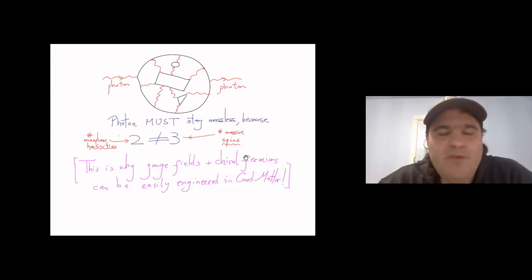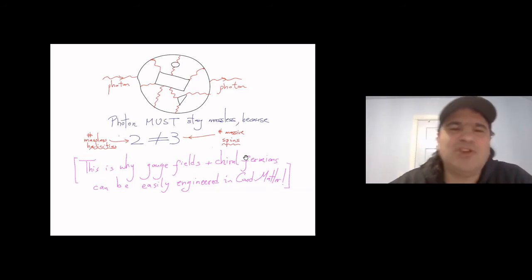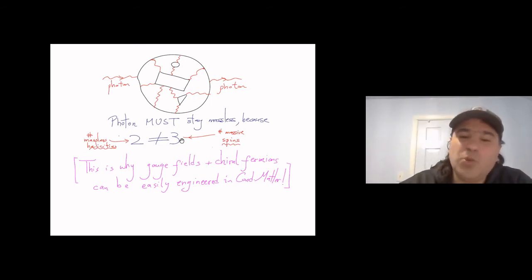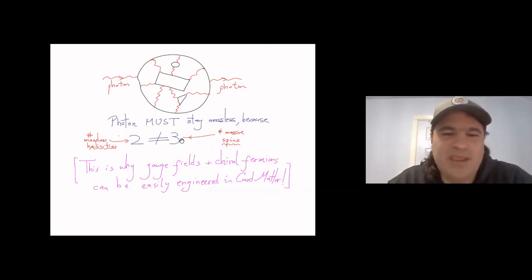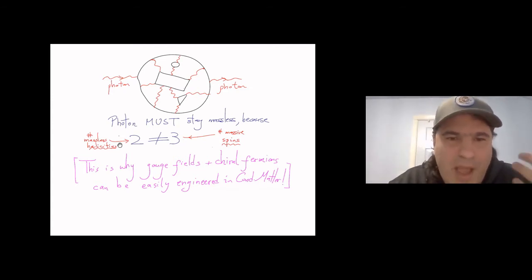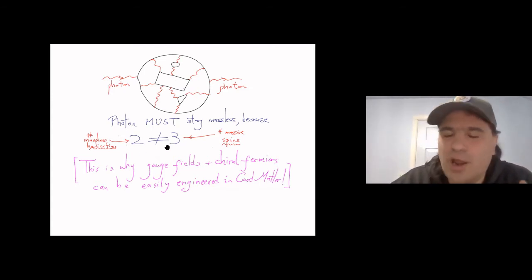So, for instance, we understand why the photon is massless, and the photon stays massless because the interaction of the photon with all the virtual particles in the vacuum can't convert the 2 degrees of freedom of a massless photon into the 3 degrees of freedom of a massive one. And this is why gauge fields and chiral fermions can be easily engineered in condensed matter systems, for example, because their presence is robust for exactly the simple 2 not equal to 3 degree of freedom counting business.